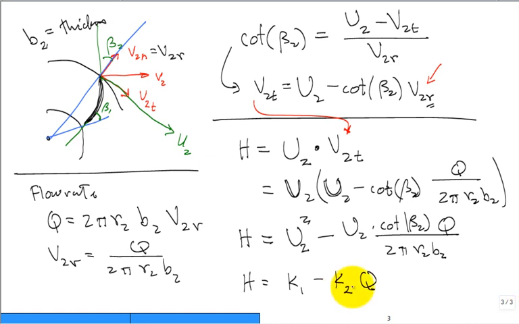Okay. But how can this K2 change? Well, what about the cotangent of beta 2? It changes. The sign can change. Who has a calculator? They can remind us. What is the cotangent of the angle 0? What is it? Zero. I think it's zero.